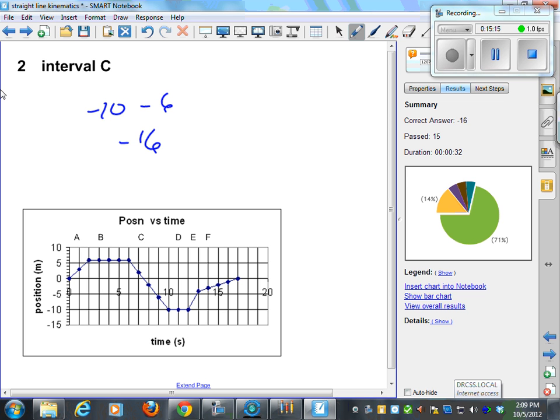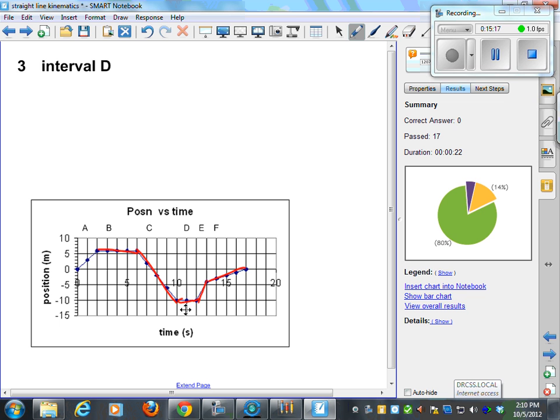Next one, 0. D is also 0. How can you tell it's 0? It's a flat line, horizontal. Not a straight line, a flat line. Okay, you need to know the difference between a flat line and a straight line. Flat line, 0. Okay? E is this little guy in here.